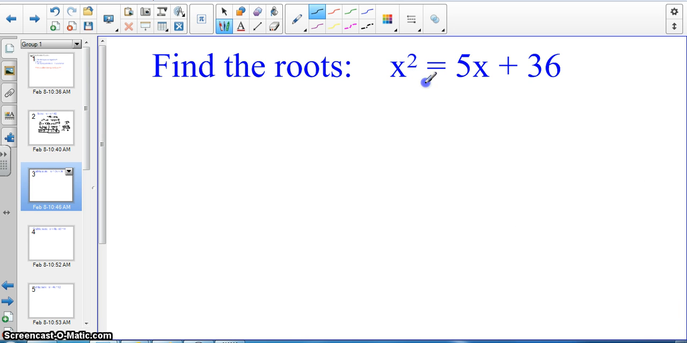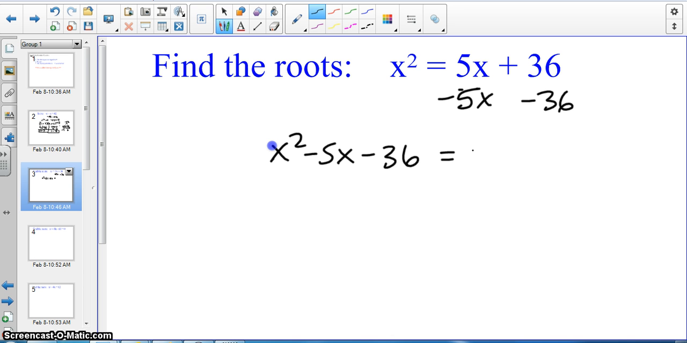So this one, x squared minus 5x plus 36. We always want to have that x squared term be positive. So since it's positive right now, I'm going to leave it. So I'm going to have to subtract 5x and subtract 36 from both sides. So I get x squared minus 5x minus 36 equals 0. Set up my two factors, my two sets of parentheses.